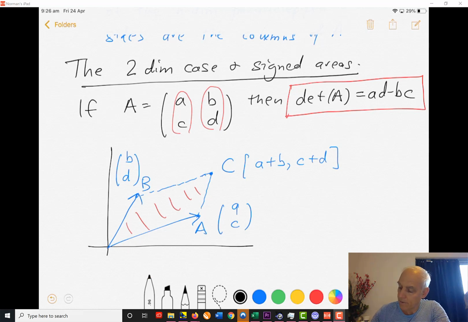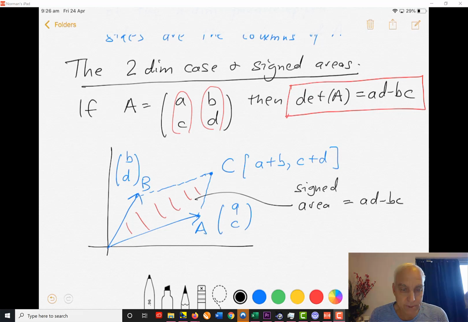Okay. So the area here, the signed area, is equal to AD minus BC. So I want to convince you of that. I want to convince you that this purely algebraic formula has something to do with areas. And it's a very different kind of area formula from what you're used to perhaps in high school, because it doesn't have lengths and widths exactly in it.